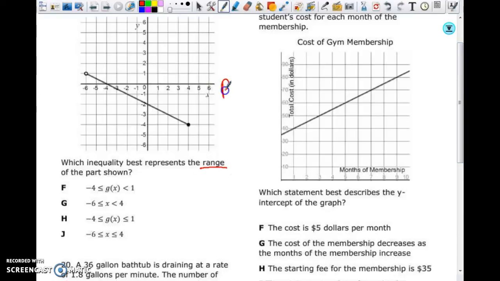So remember, range, ROBOT, and this is how we read it. This tells us how to read it, right? So range is the what values? It's the y. Okay, so this is where some of you are going to get a little confused. If you look here in the middle, they gave us g of x.